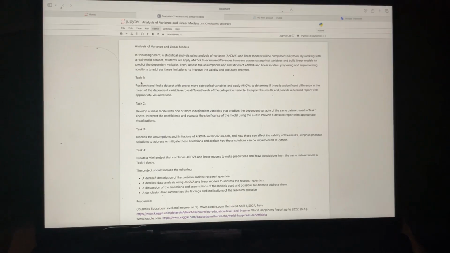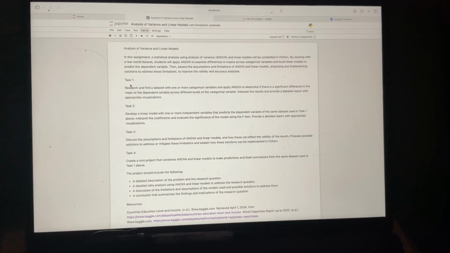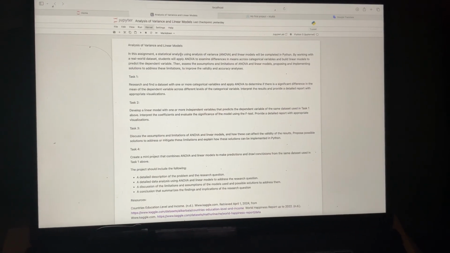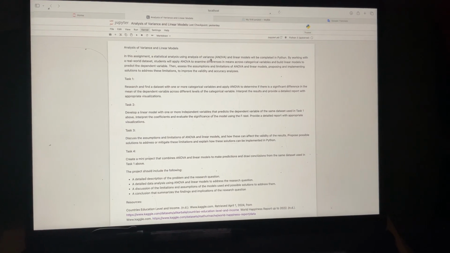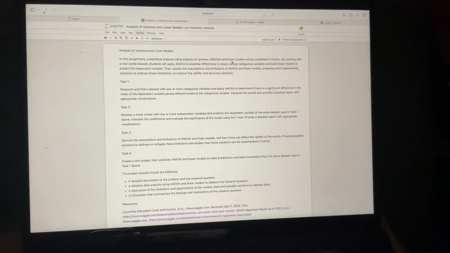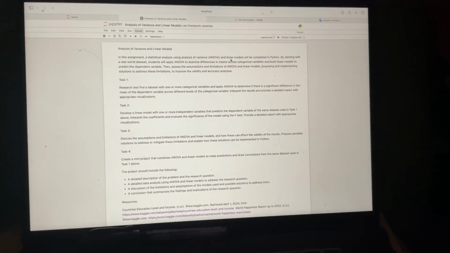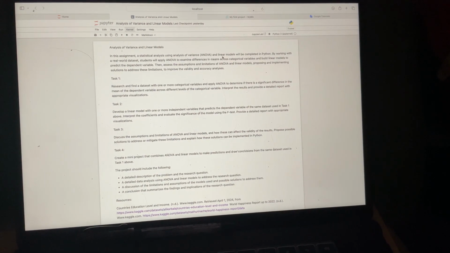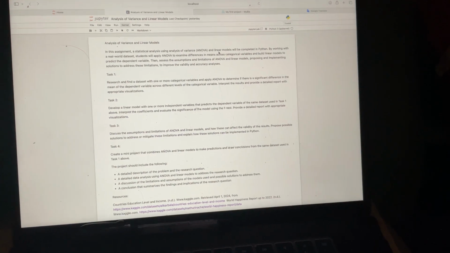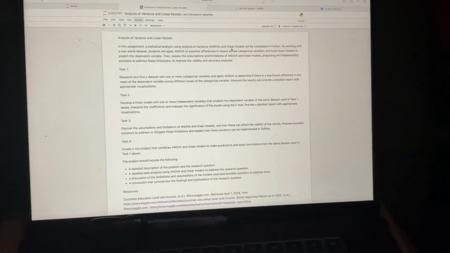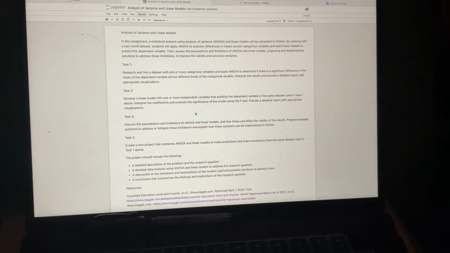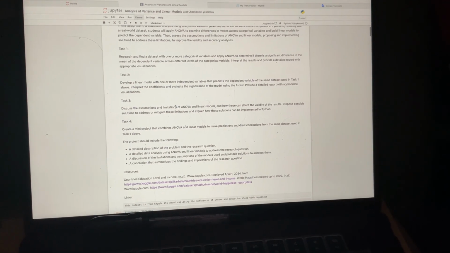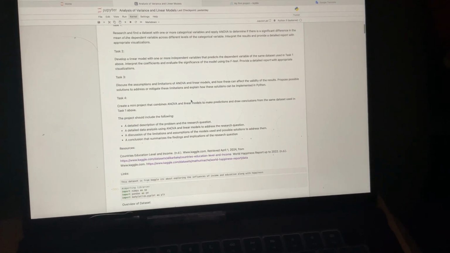So this is the analysis of variance in linear models assignment. The baseline of the assignment is to do a system analysis using ANOVA and the linear model suite in Python with a real data set, and to apply ANOVA across category values. There are 4 tasks. The first one is the ANOVA, the second one is the linear model, the third is to discuss the assumptions and limitations of both, and the last is defining them all.